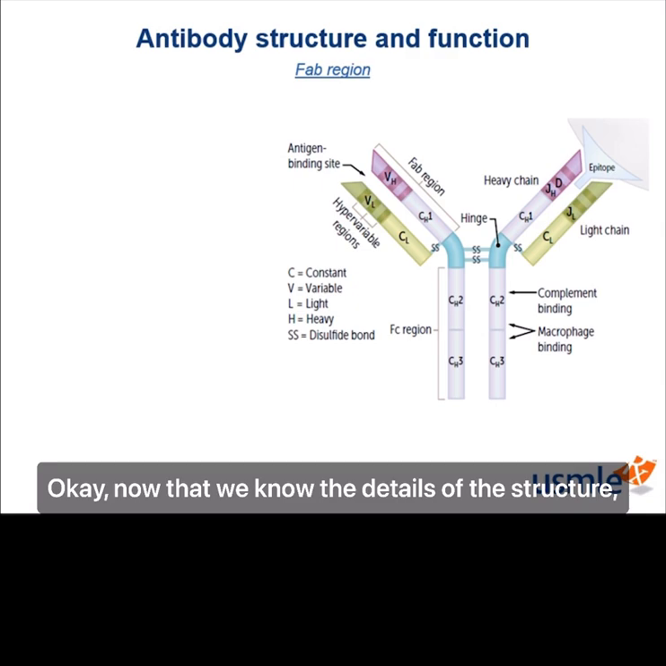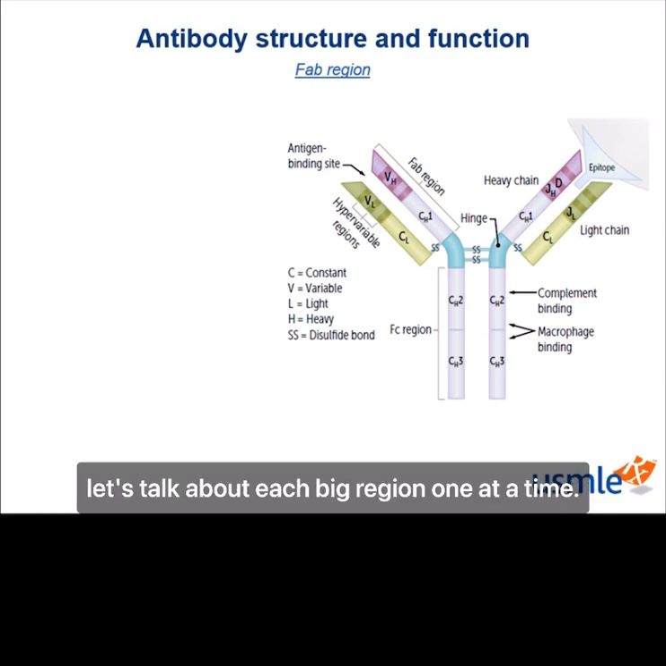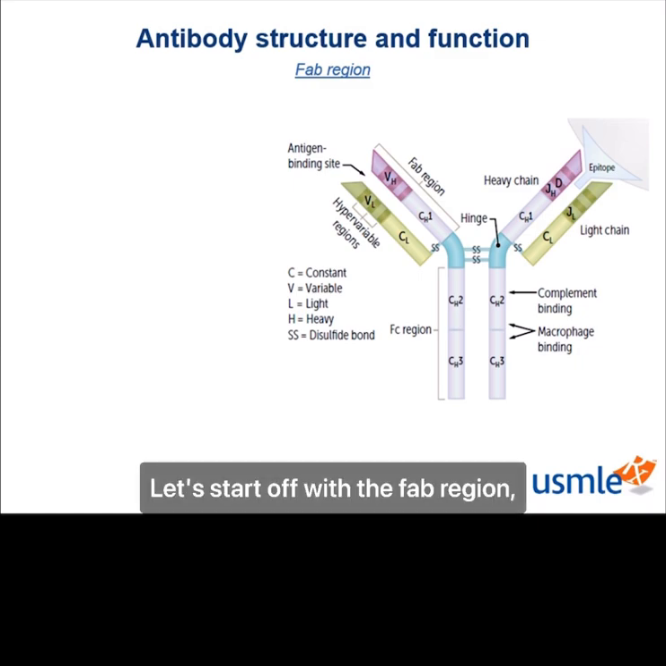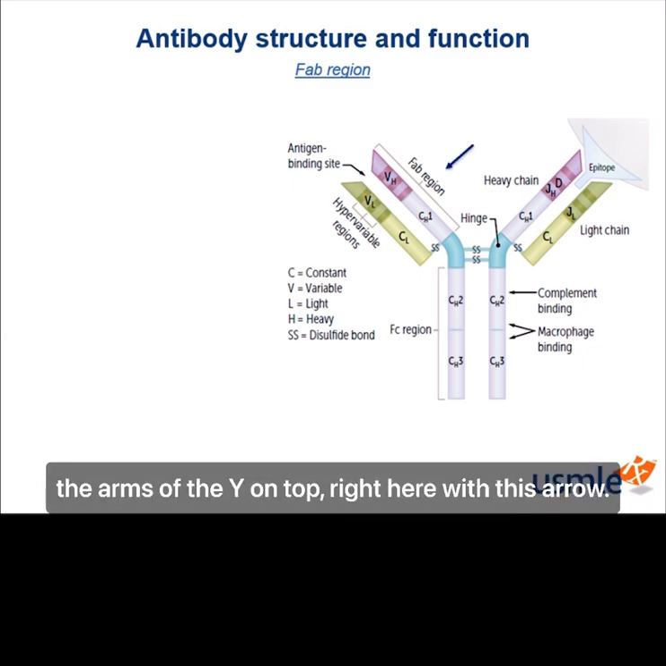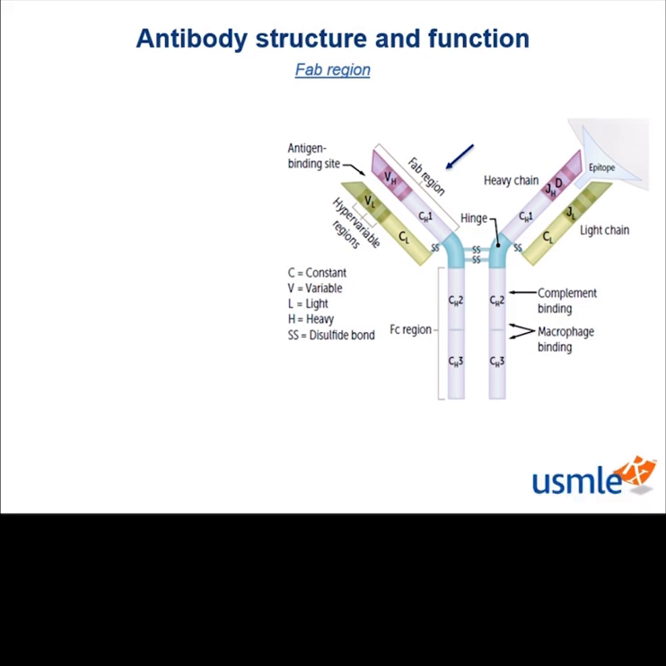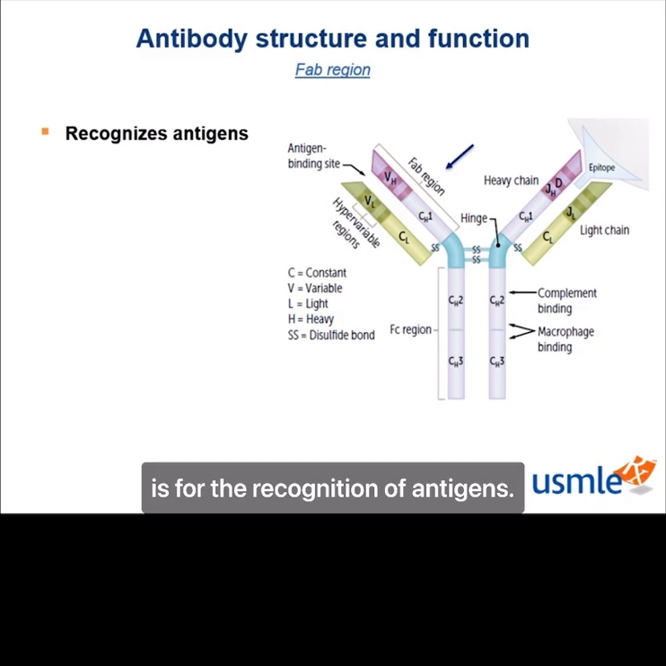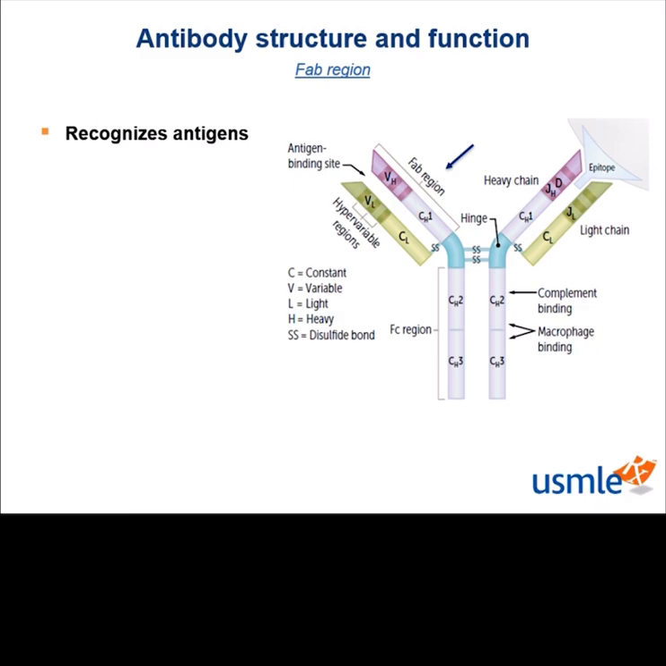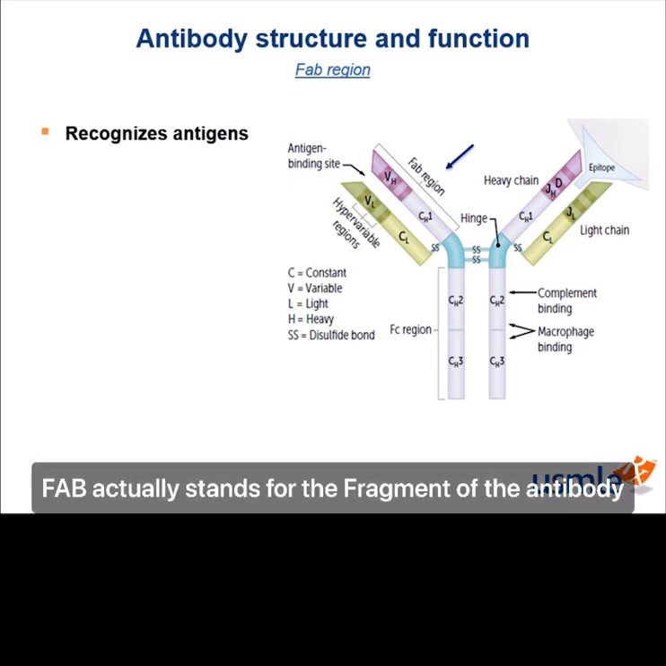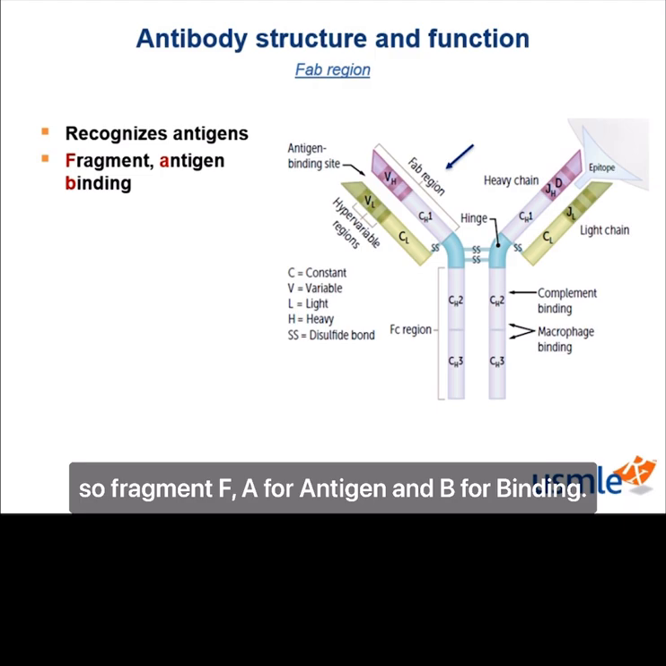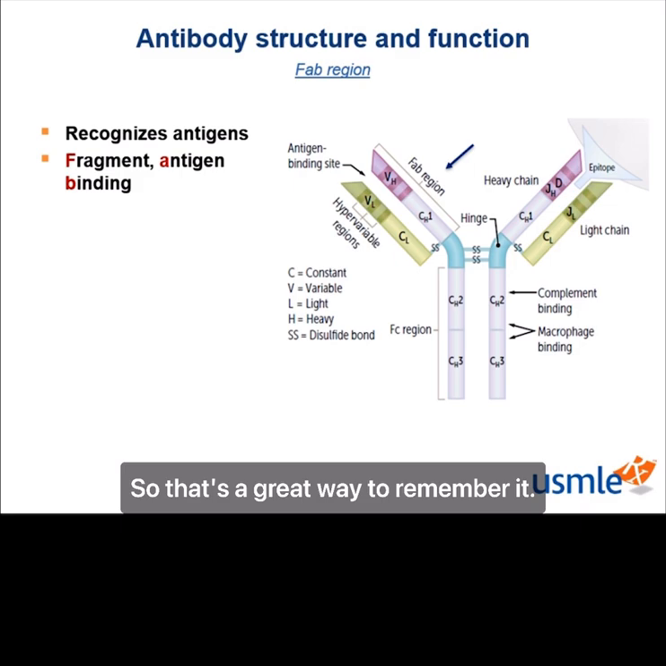Okay, now that we know the details of the structure, let's talk about each big region one at a time. Let's start off with the Fab region, the arms of the Y on top, right here with this arrow. The whole point of this part of the antibody is for the recognition of antigens. Fab actually stands for the fragment of the antibody in charge of antigen binding. So fragment F, A for antigen, and B for binding. So that's a great way to remember it.